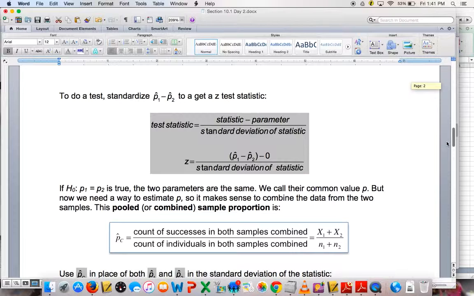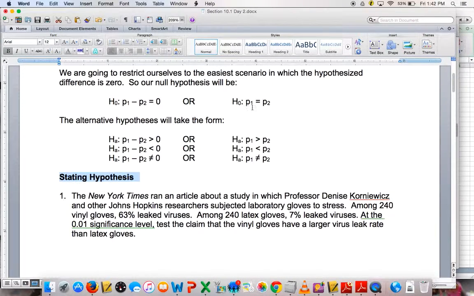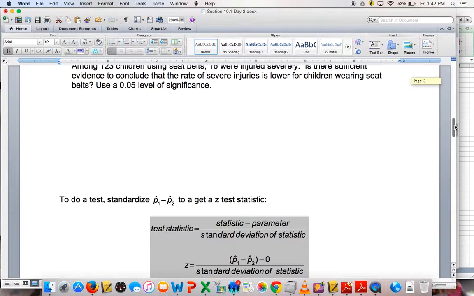All right, when we're doing our test, to get our test statistic, we have to use that standardized formula. So it's the statistic minus the parameter over the standard deviation of the statistic. So this is the z distribution. It's a test statistic. It's a z, just like it was when we had one sample. The statistic is the p hat 1 minus the p hat 2. The parameter would technically be p1 minus p2. However, we know that in our null hypothesis, we said p1 minus p2 was equal to 0. So I can just say minus 0 here.